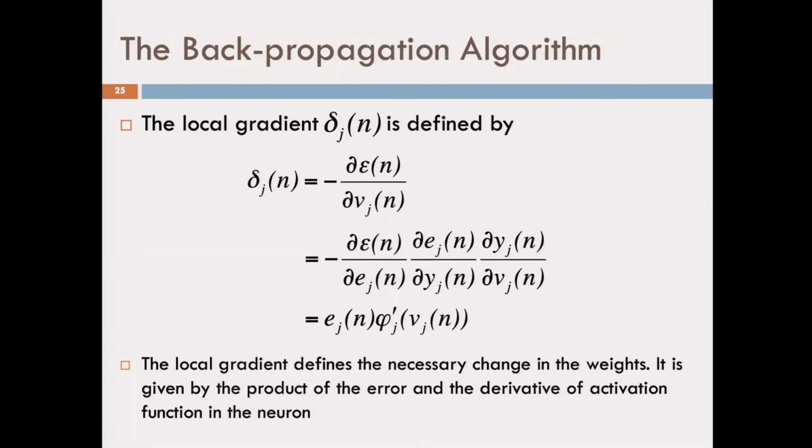So as I said, the local gradient of a neuron is defined by the error in that neuron times the derivative of the activation function with respect to the argument. This local gradient will define the necessary change in the weights. So the change in the weights depends on the local gradients associated to each neuron, the product of the error and the derivative of the activation function. Good.